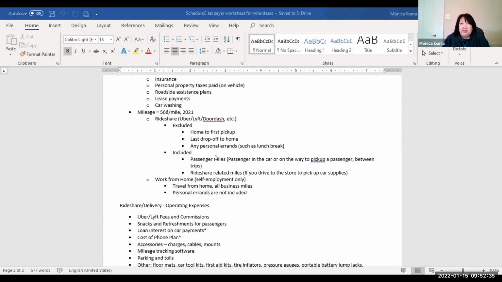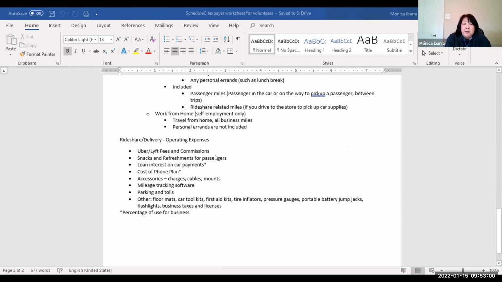That's includable mileage. I drive from that house to the hardware store in order to get stuff to work on my job. That is also included. I drive from the hardware store to Kroger to buy stuff for my lunch. That is not included. That's a personal errand. Okay.